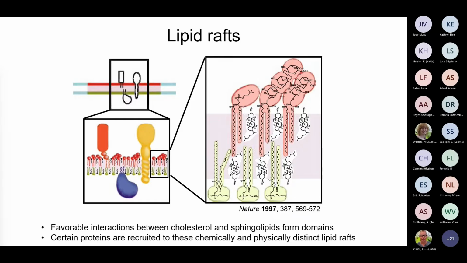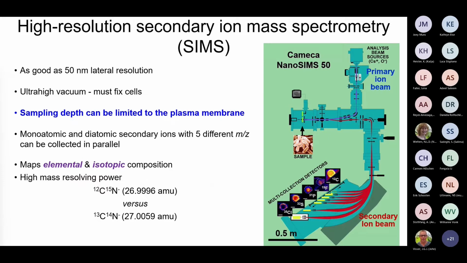So that's where we came in, and we wanted to apply NanoSIMS imaging in order to detect the lipids. I know that you've already heard a description of the NanoSIMS, so I'm pointing out what's important for our experiments to keep in mind. The lateral resolution is as good as 50 nanometers. There have been reports of it being even better. That's great because these lipid domains were thought to be under 200 nanometers.